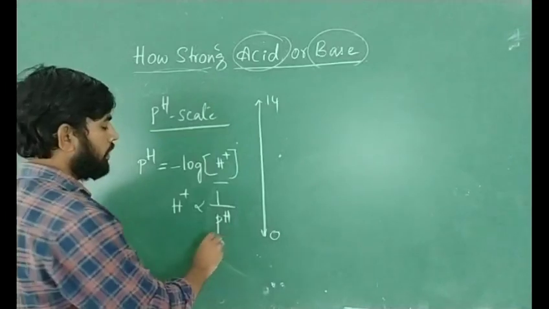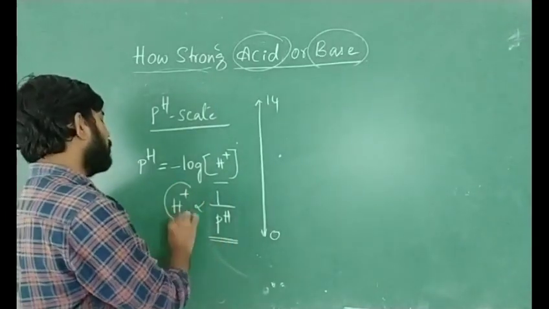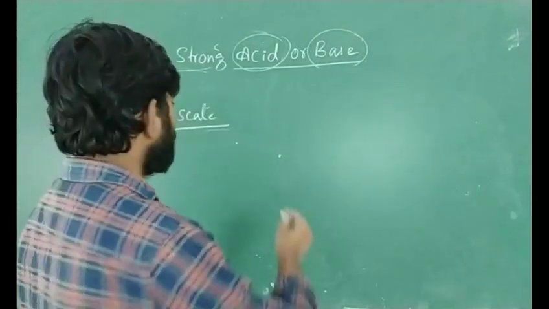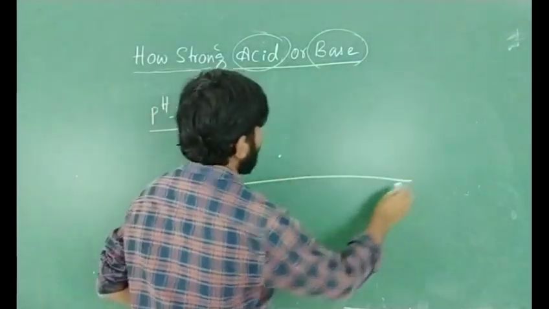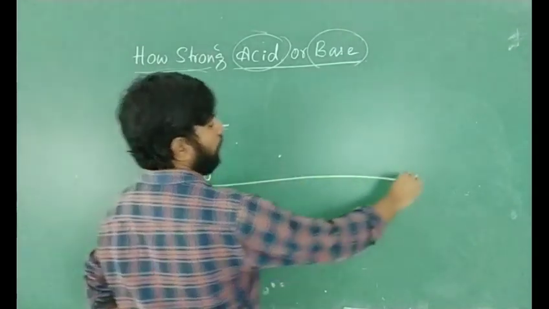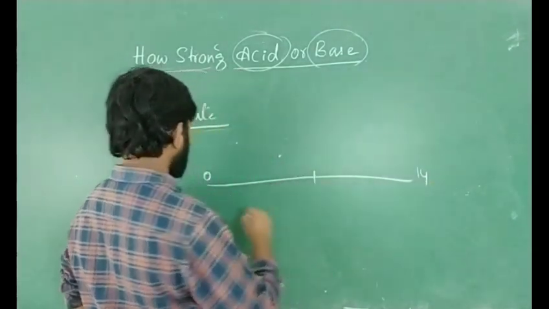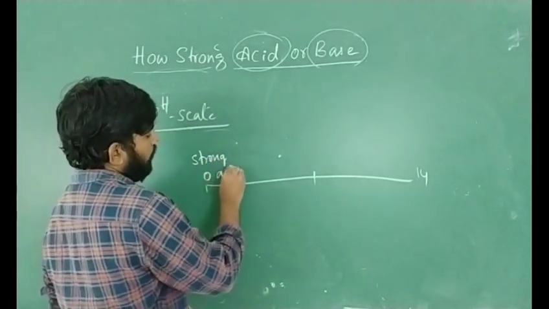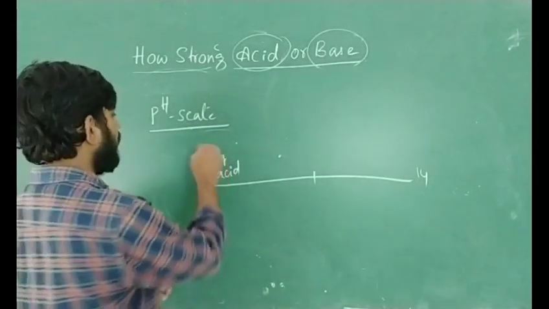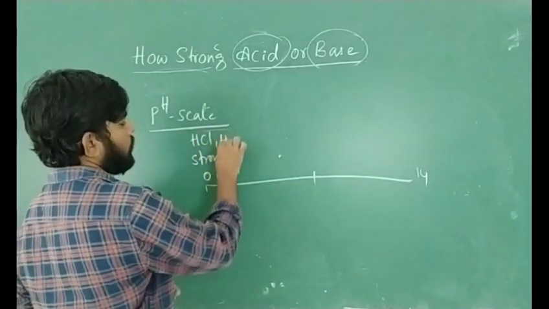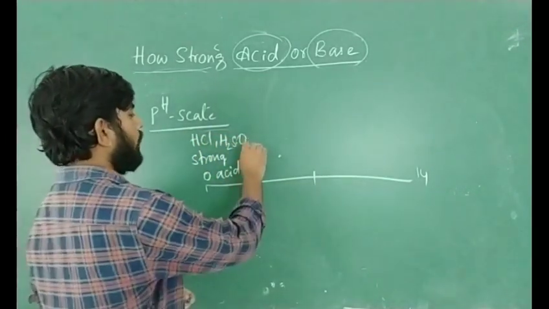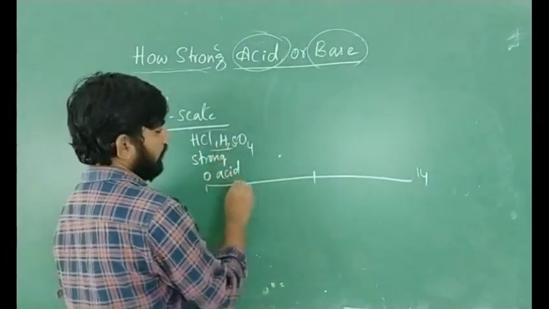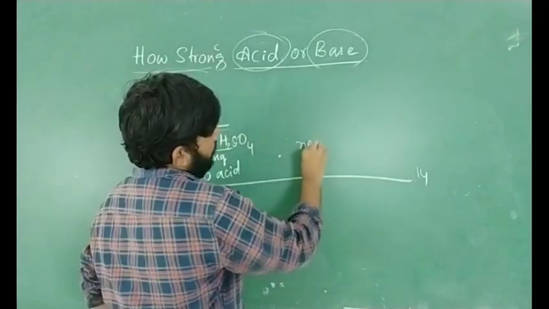It means if pH is very low, there will be a higher H plus ion concentration. This term you should keep in mind. Generally, the pH scale lies between 0 and 14. Remember, the pH value will be 0 for a strong acid like HCl, like H2SO4. It increases as you take a weak acid. 0 for the strong acid, and 7 for the neutral solution.